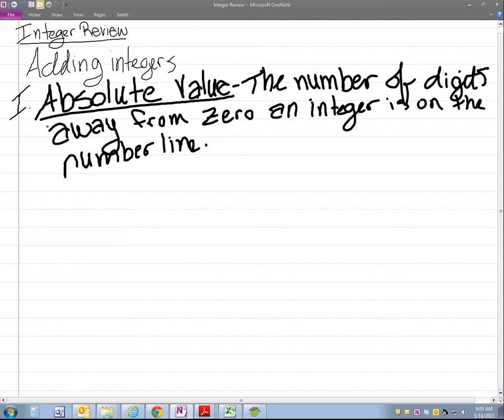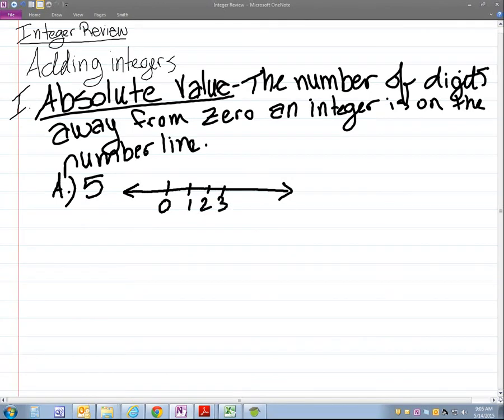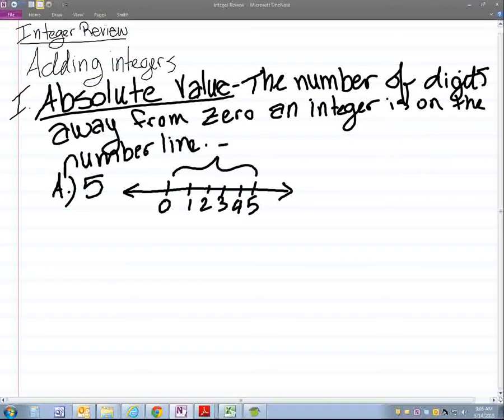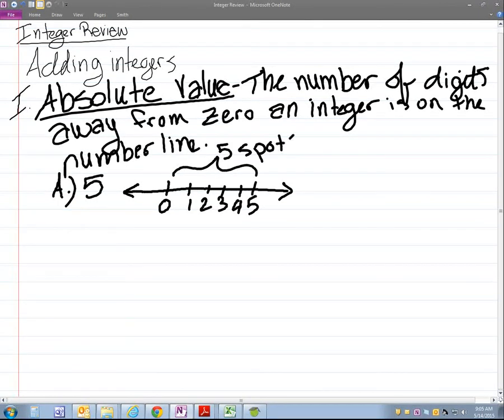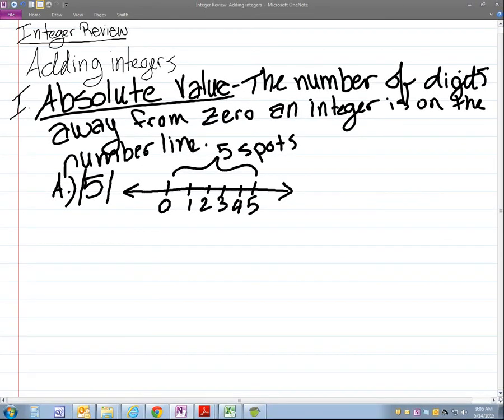So it is on the number line. For example, 5 is 0, 1, 2, 3, 4, 5: 5 spots. And the absolute value is shown by putting, it's like putting a number in jail.